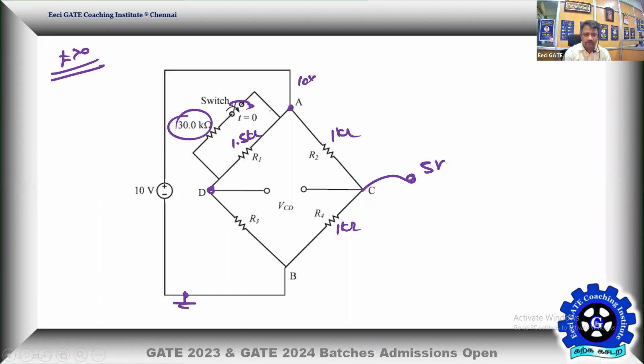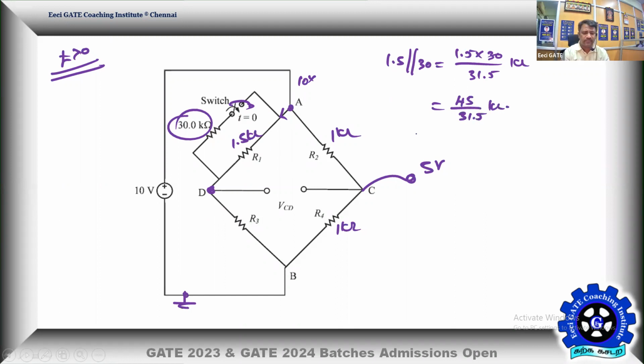Okay. So yes, once again, we have to find the current and then find the potential at D. So what is that? R1 parallel 30K. That is 1.5 parallel 30, both in kilo ohms. So it is going to be 1.5 into 30 divided by 31.5. The result is going to be in kilo ohms. So as a result, it is going to be 45 by 31.5 kilo ohm.